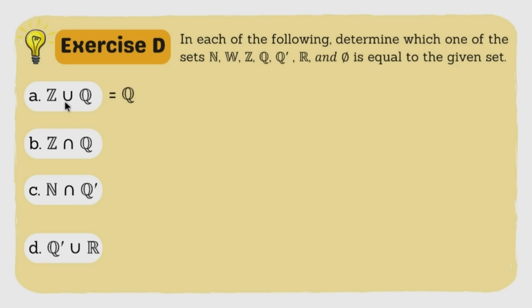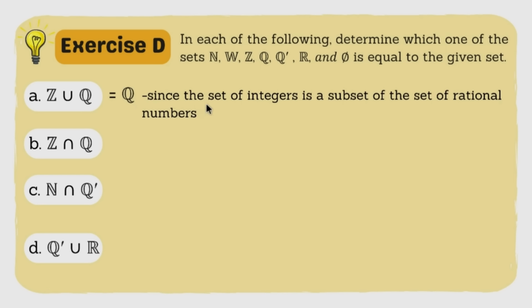Take note, when we say union, it's the combination of all the elements. And we know that integers are included in the set of rational numbers, like in our exercise earlier. So Q is the answer since the set of integers is a subset of the set of rational numbers.